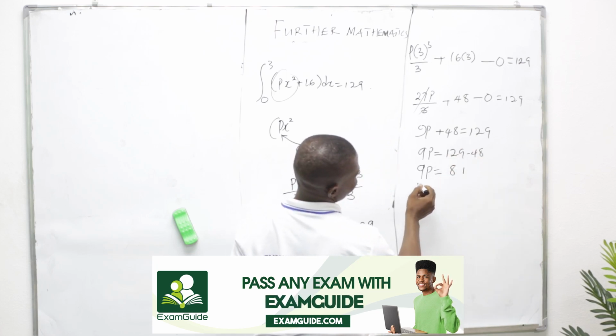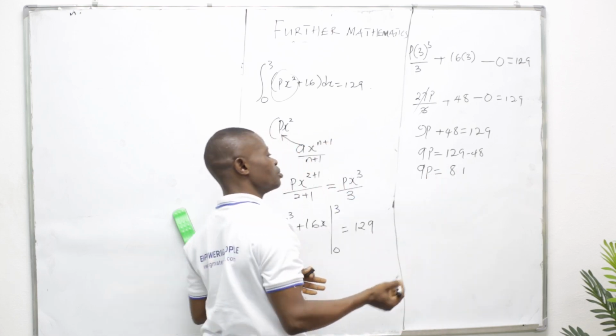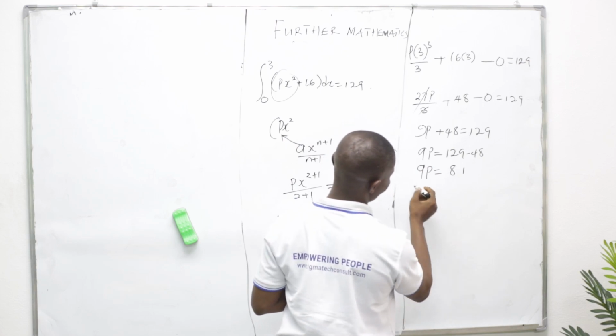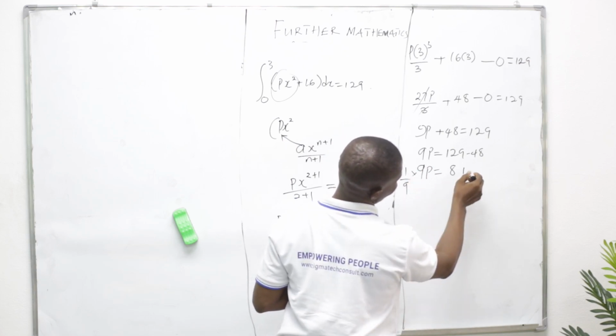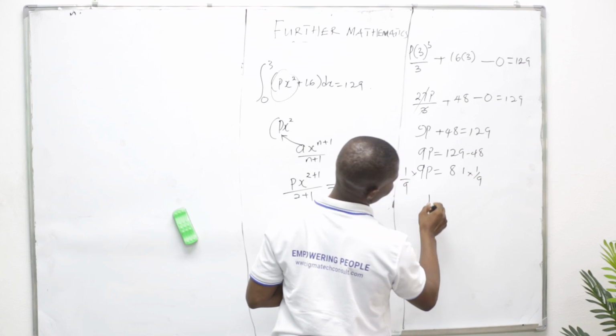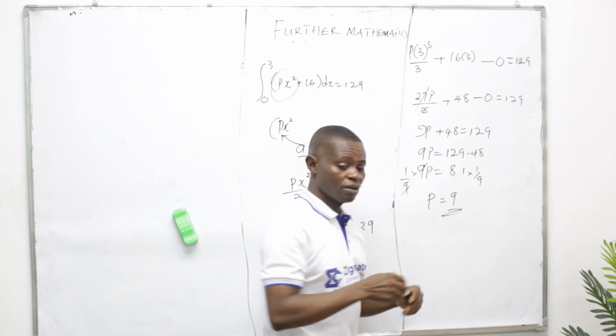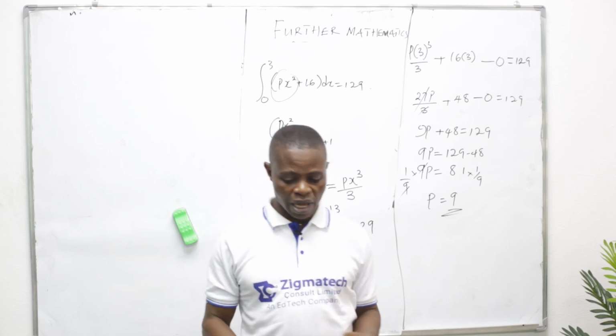81. Dividing through or multiplying through by the inverse or the multiplicative inverse of who? 9p. I will have this times 1 over 9 times who? 1 over 9. P equals what? 9. Therefore, the value of p is 9.